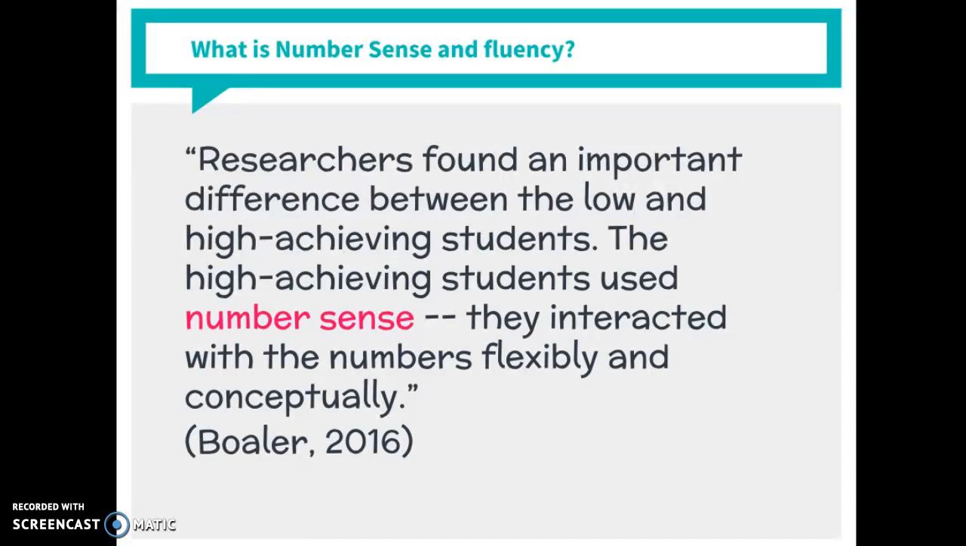Researchers found an important difference between the low and high achieving students. The high achieving students used number sense. They interacted with the numbers flexibly and conceptually. It's not that these students are fast at math, it's that they understand the numbers and how they interact.